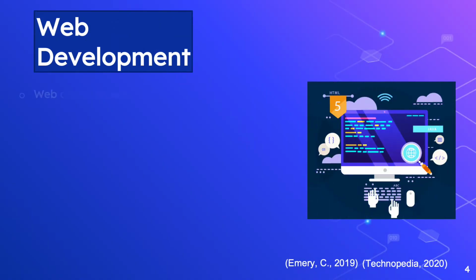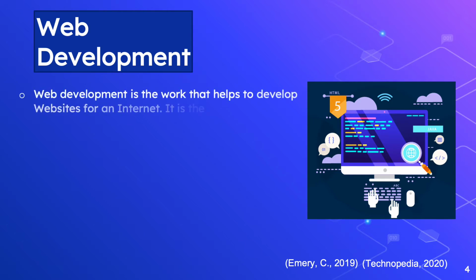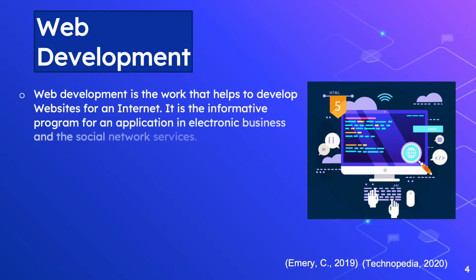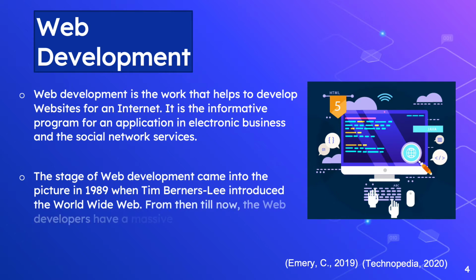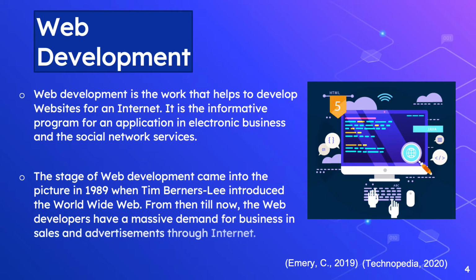Web development. Let's now point out what web development really is. Web development is the work that helps to develop websites for the internet. It is the informative program for an application in electronic business and social network services. The stage of web development came into the picture in 1989 when Tim Berners-Lee introduced the World Wide Web. The picture shown in this slide is him at the age of 42. From then till now, web developers have had massive demand for business in sales and advertisements through the internet.